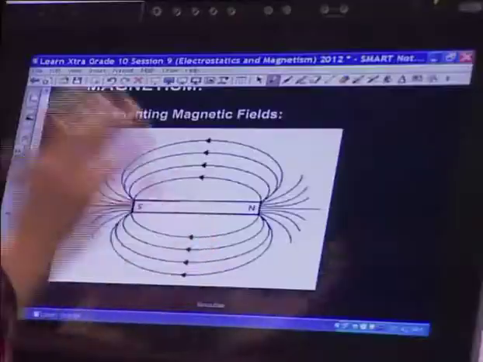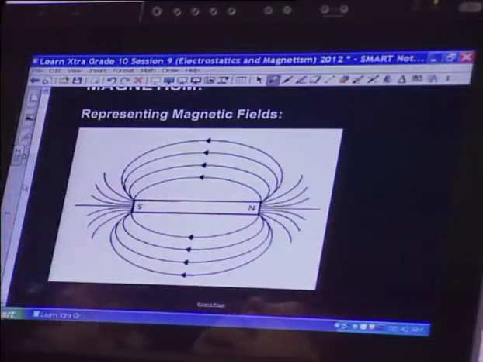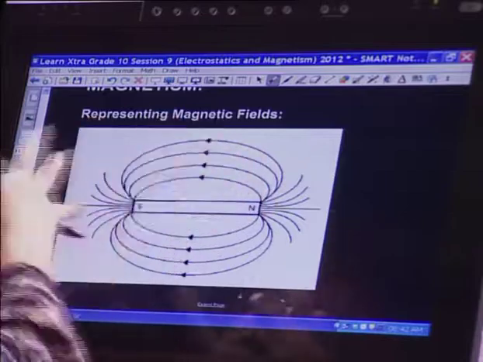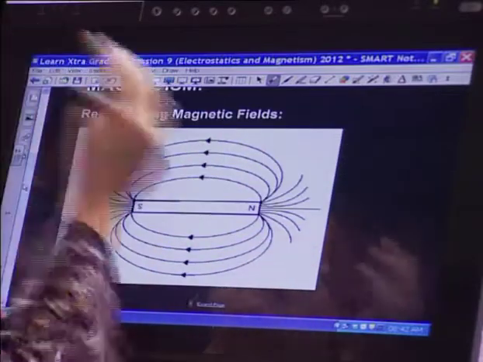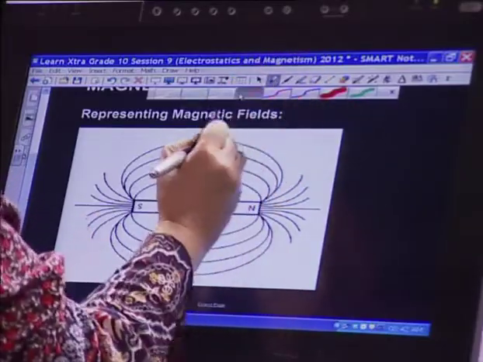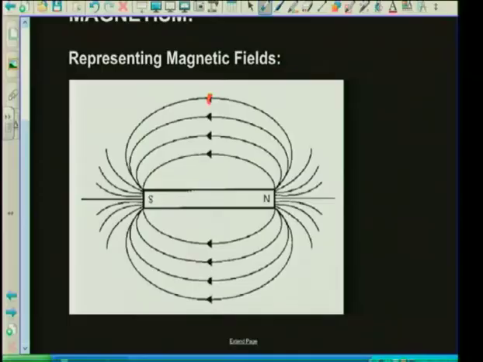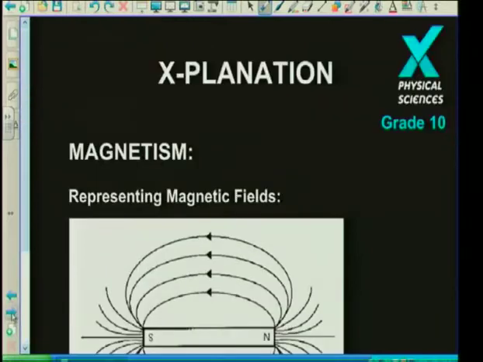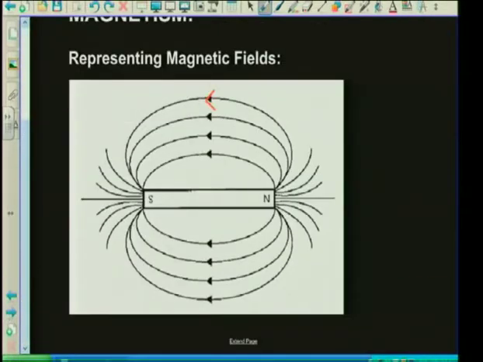So what does that mean for us, grade 10s? Well, if we come back to the shape, and this is a type of diagram you really, really need to be able to draw, we have our north and our bar magnet, and around our bar magnet we've drawn the shape, but the direction of my arrows here is very important. The direction of my arrows is from north to south.